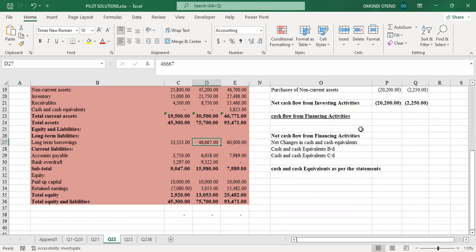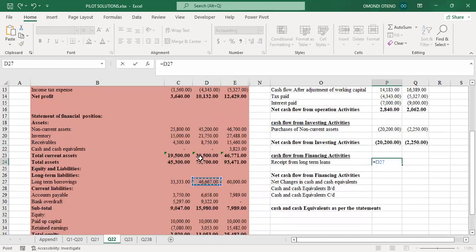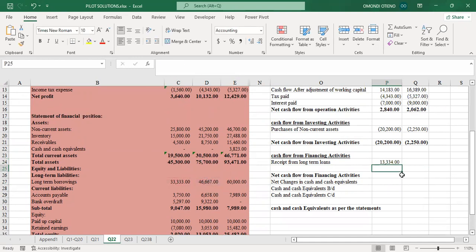So for us to see the amount which we actually received, we now bring the receipts from long-term loans, and we'll say what we have for 2021 minus what was there for 2020, we will be able to get what was actually received in that specific year.